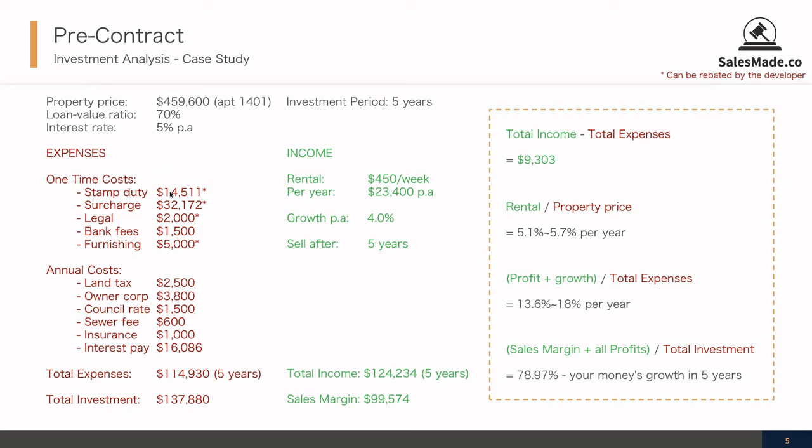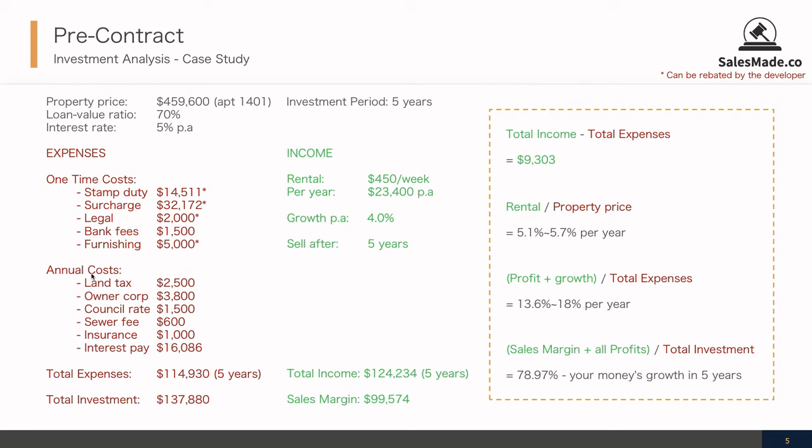The expenses will be about 14,500 for stamp duty, and 7% of the purchase price being the surcharge for foreigners. So if you are an Australian citizen, you don't have to pay this. Legal fees of 2,000. Bank fees of 1,500, which includes the valuation fees, the risk fees, line fees, etc. Plus probably every month you'll have your account fees as well. Furnishing 5,000. The ones with an asterisk are the ones to be paid by the developer as an incentive to help you with your calculation and your profit. And that's the ongoing cost.